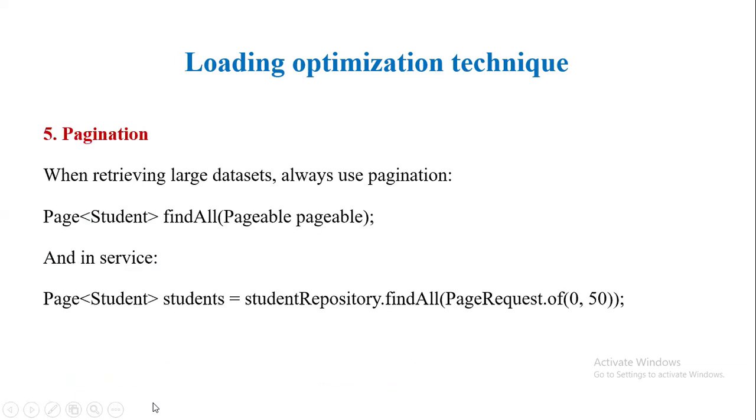And the fifth one is pagination. We know very well that when we have large data sets in the database, we can use pagination. For that, we need to write code in the controller like Page<Student> findAll, passing a Pageable object. We need to pass the page size and page number. We also need to write business logic in the service layer: Page<Student> students = studentRepository.findAll, with PageRequest.of(0, 50), which means it retrieves 50 records as a page.